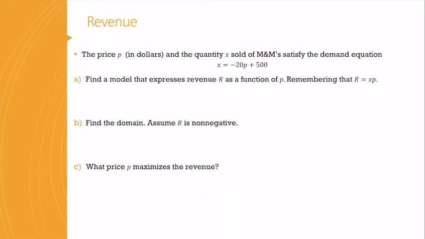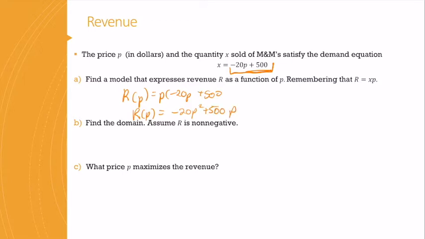Next, the price P in dollars of the quantity X sold of M&Ms satisfies the following demand equation. Let's find a model that expresses revenue as a function of P. So remember that revenue equals the quantity sold X times P. So R of P would be, if I substitute in for X, P times negative 20P plus 500. So our revenue would be negative 20P squared plus 500P.